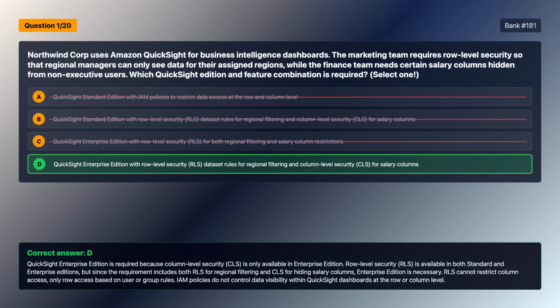RLS cannot restrict column access, only row access based on user or group rules. IAM policies do not control data visibility within QuickSight dashboards at the row or column level.